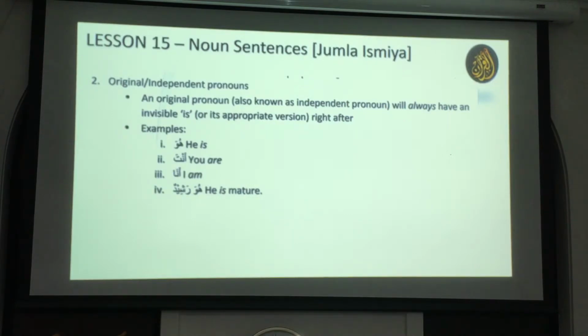So "I am Allah." There's no word for "am," but inna means ana, "I am," so that's why I put an "is." Okay, so that's another way to find out where to put an "is." Number 1 is proper followed by common. Number 2 is original pronoun.